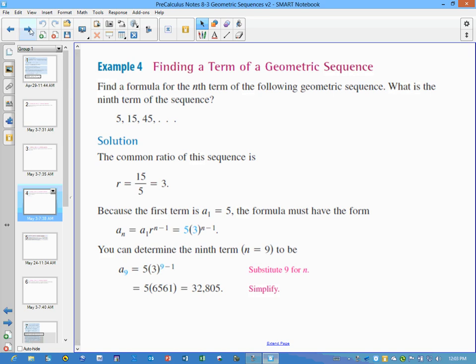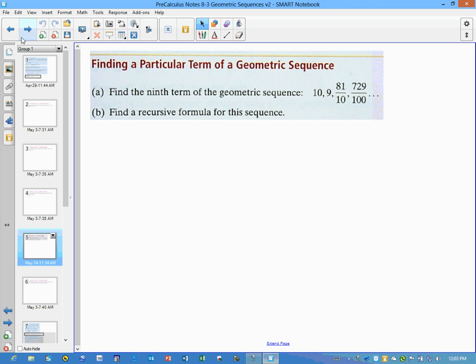All right, let's look at some more examples, of course. Here we have a two-parter. They want us to find the ninth term of this geometric sequence, and they do tell us it's geometric. And then also they want us to find a recursive formula for the sequence.